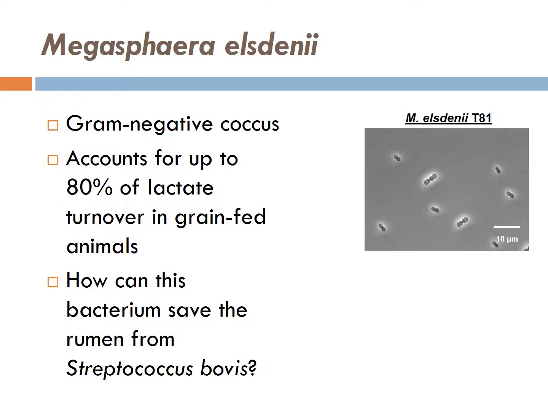Megasphaera elsdenii is a gram-negative coccus. It accounts for up to 80% of lactate turnover in grain-fed animals. And the question I pose to you is, how can it save the rumen from Streptococcus bovis? I'll leave it up to you to answer the question. Go back a few slides, review the material on Streptococcus bovis, and then answer for yourself how Megasphaera elsdenii can be the savior of the rumen.